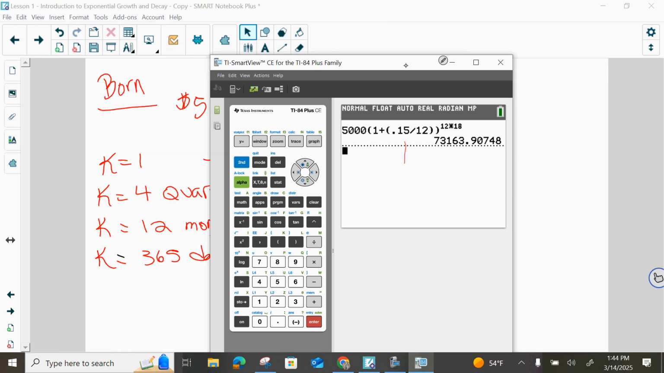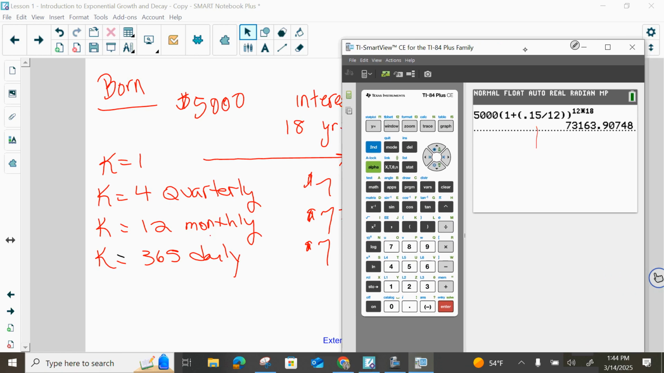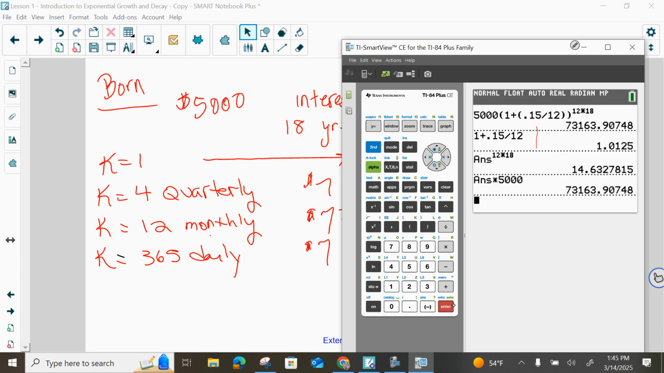That's why I hate putting all the parentheses in. So I would do it like this. I'd go 1 plus 0.15 divided by 12. That gets me the inside. Raise it to the 12 times 18. And then multiply by the 5,000. I hate putting parentheses, and I always forget one. Okay? Is that okay?